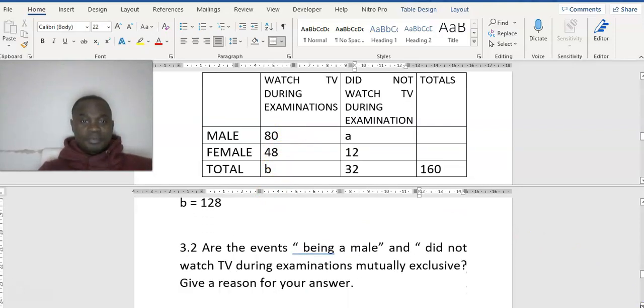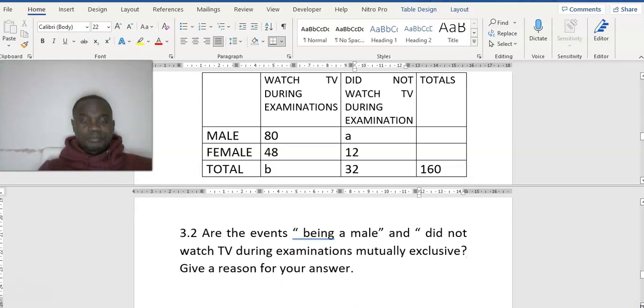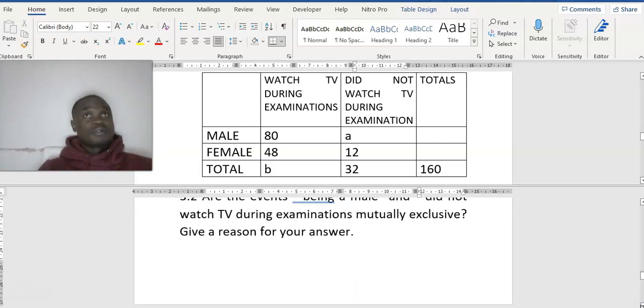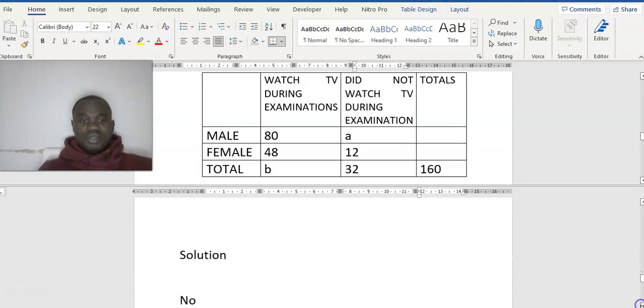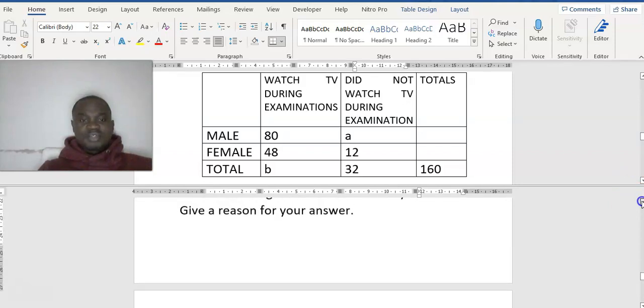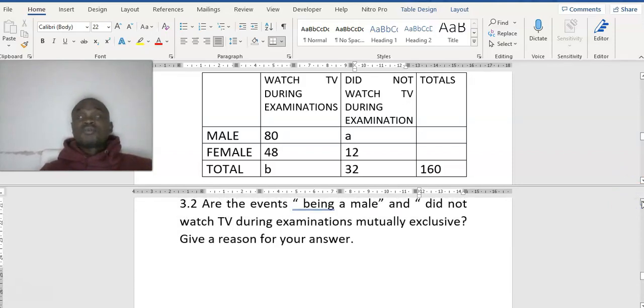Then the next question. Are the events being a male and did not watch TV during examination mutually exclusive? Are they mutually exclusive? That's the question. Let's see how we are going to. Remember, for mutually exclusive, we know that there shouldn't be intersection of the two. Probability of A intersection B should be equal to 0 for two events to be mutually exclusive.